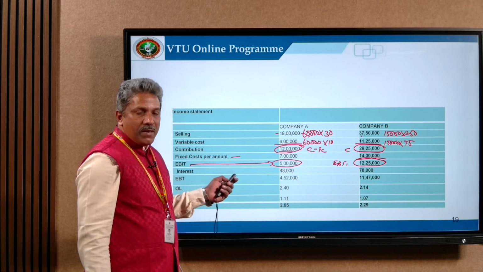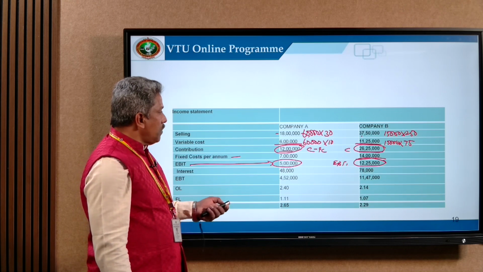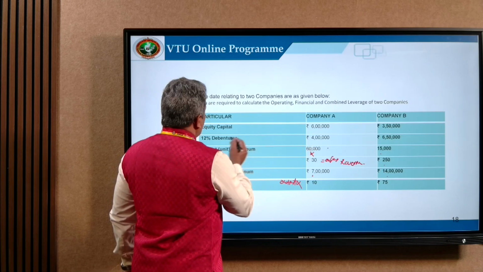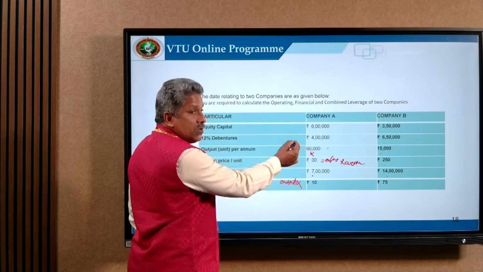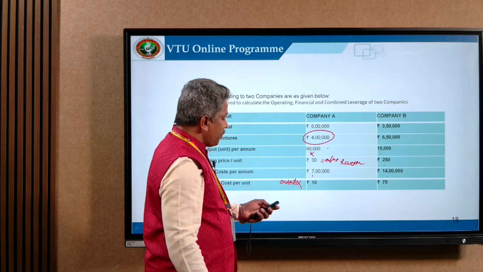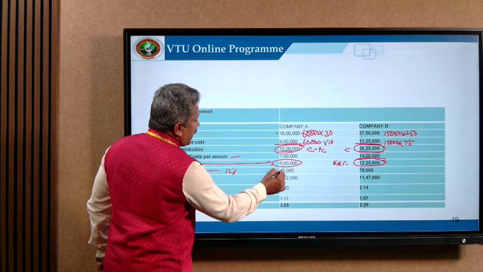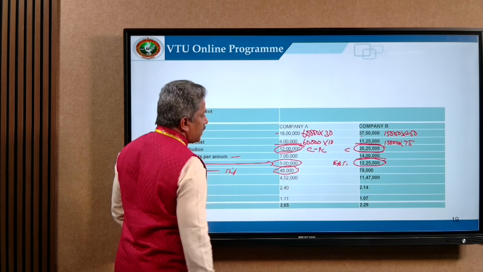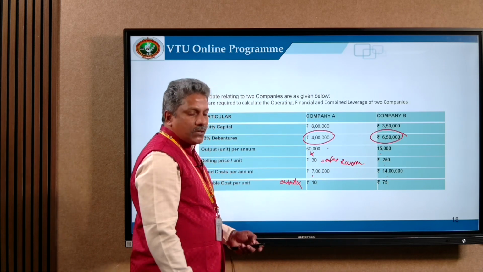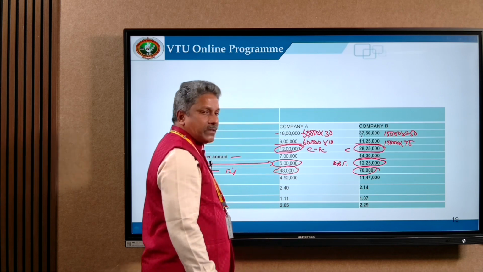Then from EBIT, what has to be deducted? Interest has to be deducted. What is mentioned about interest? Company uses borrowed funds, 12% debentures. Company A uses debentures of 4 lakhs. So, 12% of 4 lakhs, that is 48,000. Then with respect to company B, the amount of debenture is 6 lakhs 50,000. So, 12% of 6 lakhs 50,000, that is 78,000 rupees is the interest in company B.